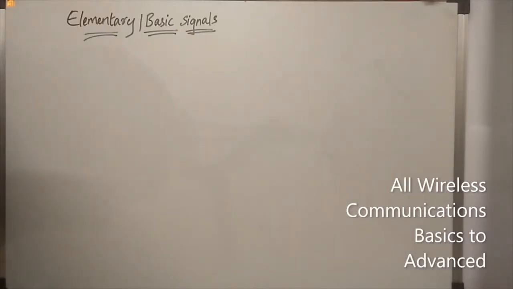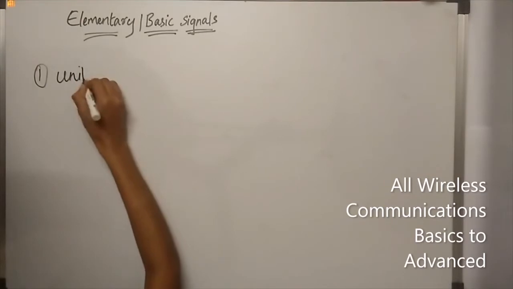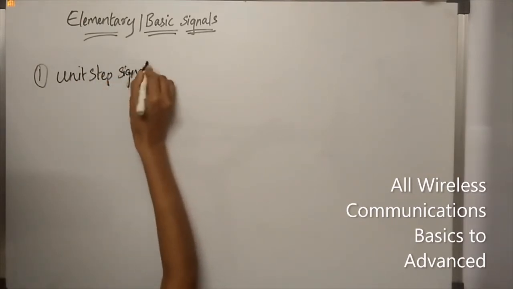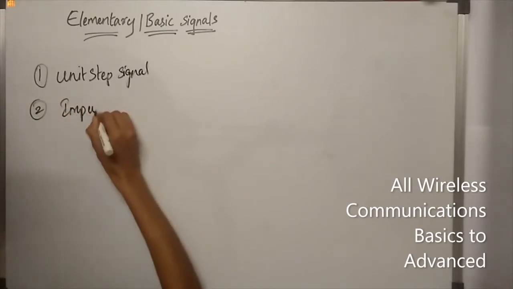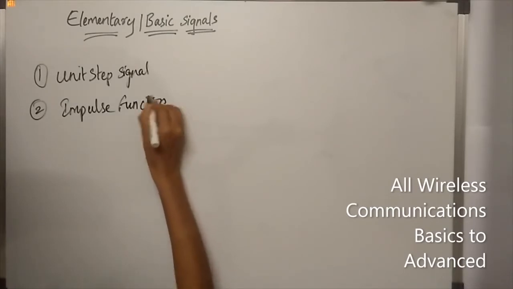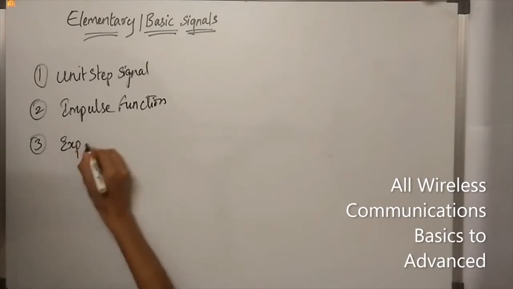Hi friends, today we shall discuss the topic of basic signals or the elementary signals. In this we have several signals, we have different kind of signals. First one is a unit step signal. The second one is the impulse function. Third one is an exponential signal.